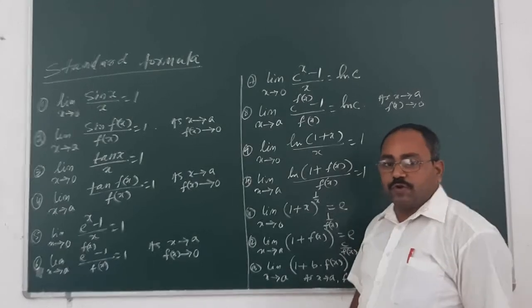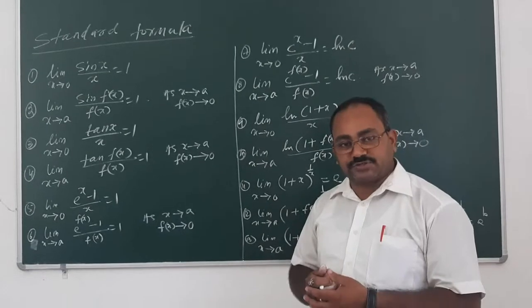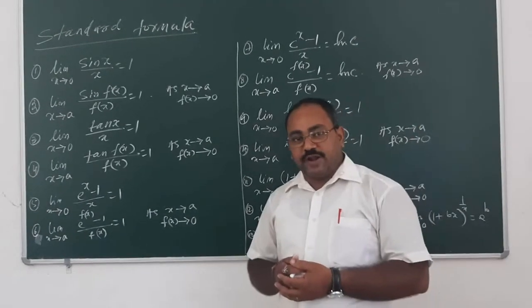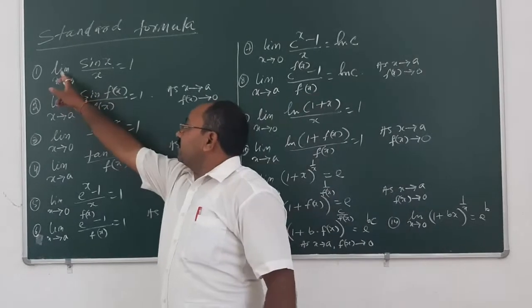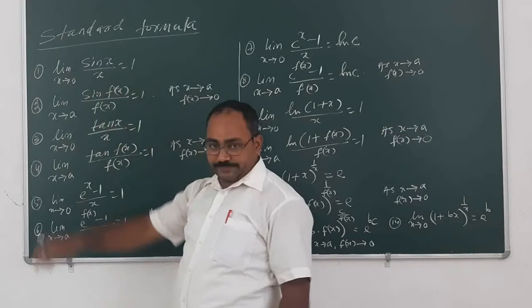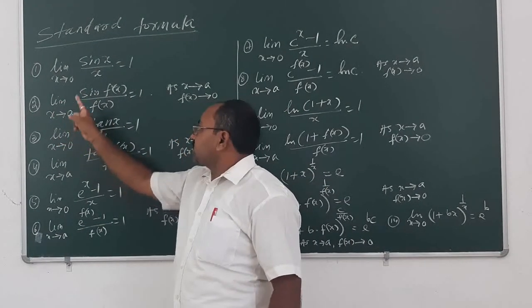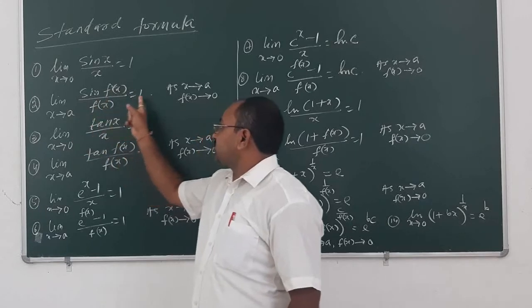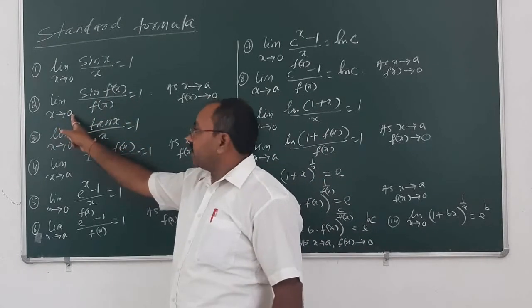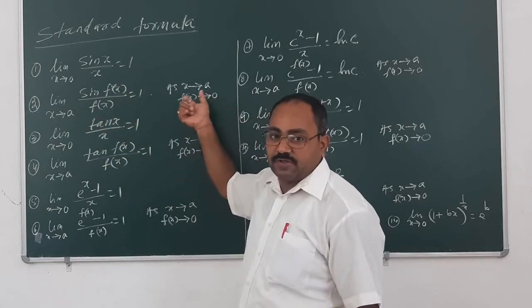Students, today we will discuss some standard formulas which are very important for solving limits. In 11th class, you already learned: limit x to 0 sin x by x equal to 1. Formula number 2: limit x tends to a sin f(x) by f(x) is equal to 1. But the condition is, if x approaches a, then f(x) tends to 0. The condition must be satisfied.